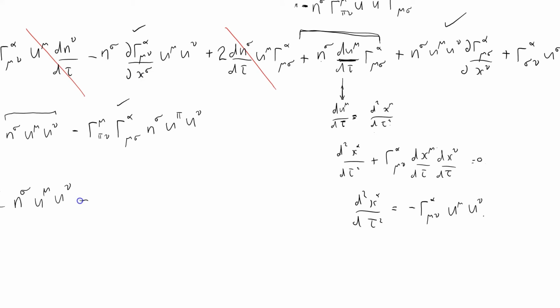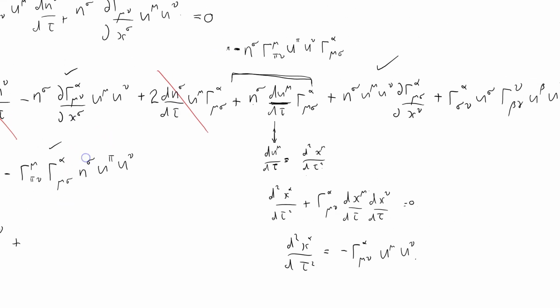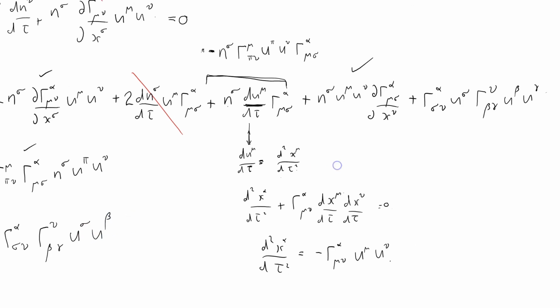Plus one extra term, this term here, Christoffel, alpha, sigma, nu, which is that term there, Christoffel, nu, beta, gamma, which is that term there, u sigma, which is that term there, u beta, which is that term there, and the last one is this little thing here, u gamma.